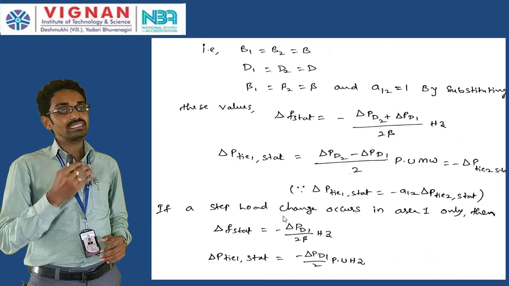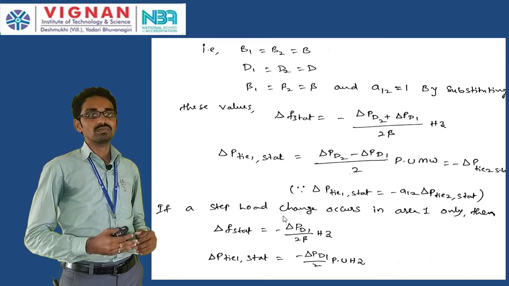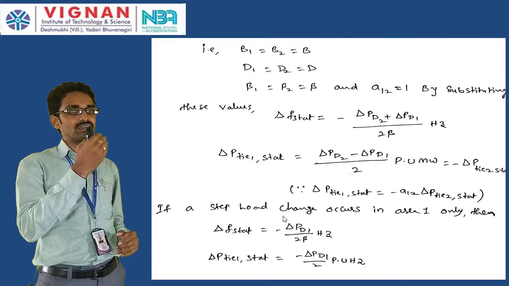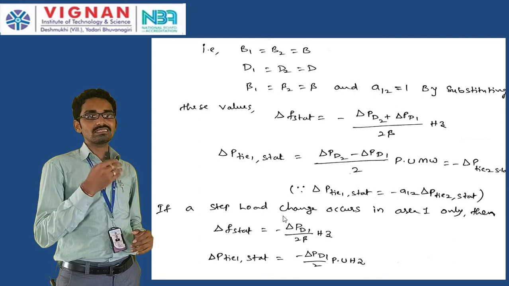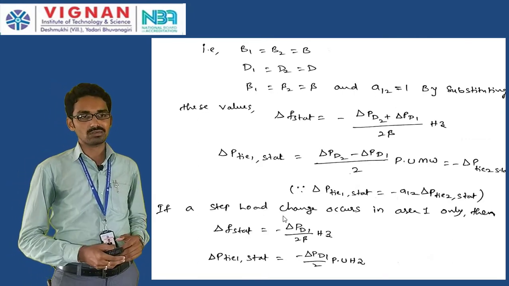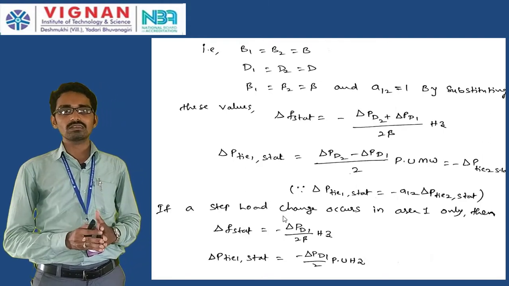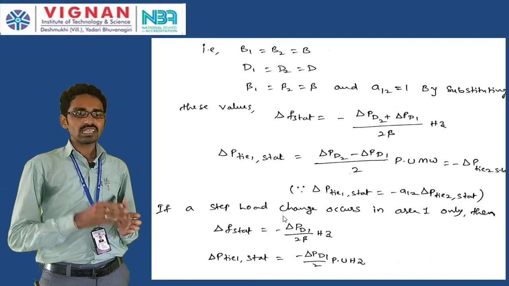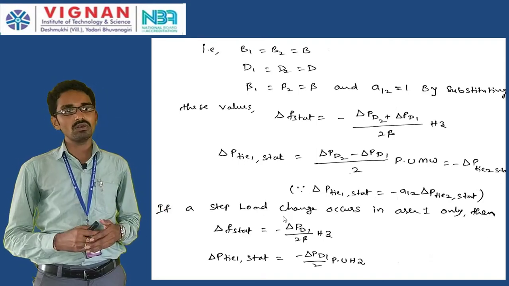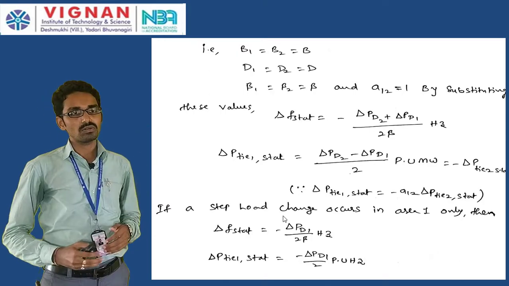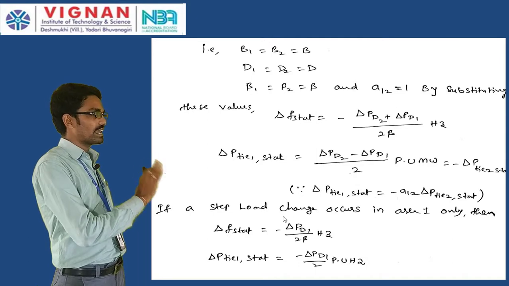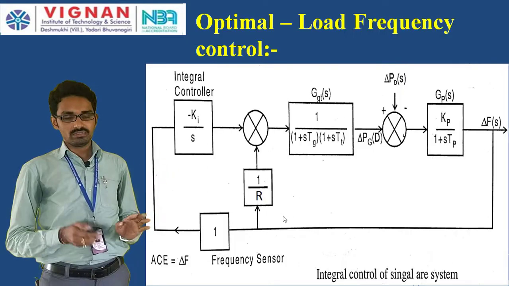Whereas if we use an integral controller in the single area system, the static frequency error is reduced to 0. That means in the steady state analysis of the single area system, we made the static error 0 by using an integral controller. But here we are not using any integral controller. In the uncontrolled case, by making delta PC1 equal to delta PC2 equal to 0, we got delta F static equal to 1 by 2 of the single area system value. That means your static frequency error is reduced to 50% only, right?